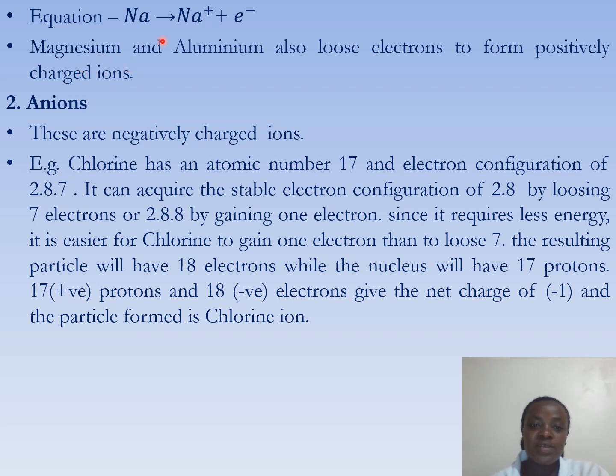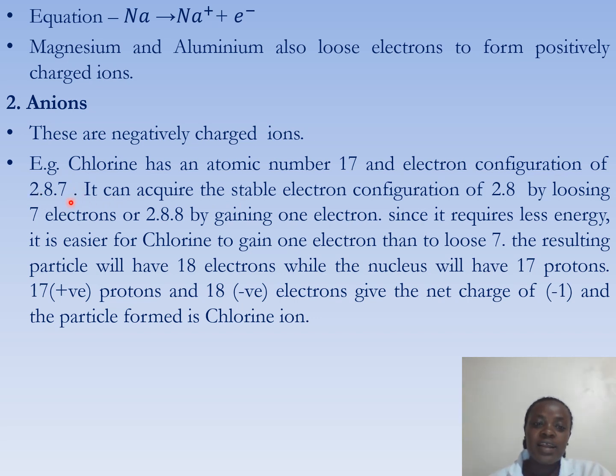We have seen that positive ions are formed when most metals lose electrons to form positively charged ions. The second type of ions we call anions. These are the opposite of cations. Anions are negatively charged ions. For example, the formation of the chlorine ion. Chlorine has an atomic number of 17. Its electronic configuration is 2:8:7.